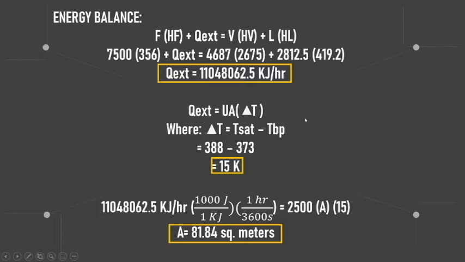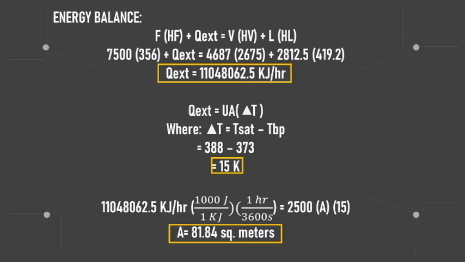We already know that the formula of Q is equal to the heat transfer coefficient multiplied by its area and delta T, where delta T is equal to the saturated steam temperature minus the boiling point temperature. We're going to convert the temperature from Celsius to Kelvin, so I already converted it. So 388 minus 373 is equal to 15 Kelvin.